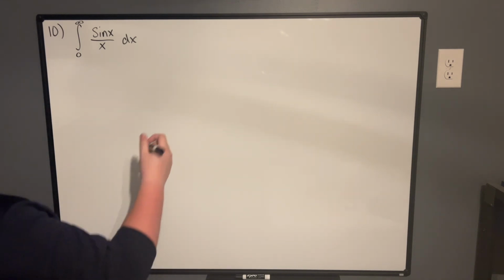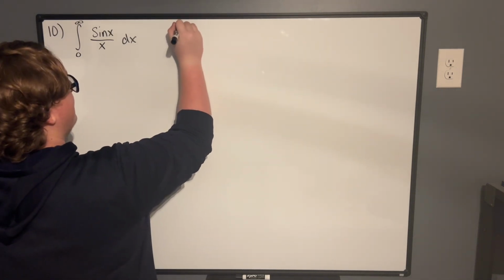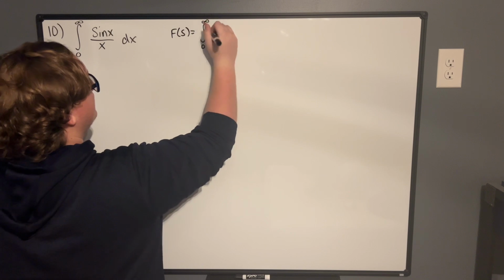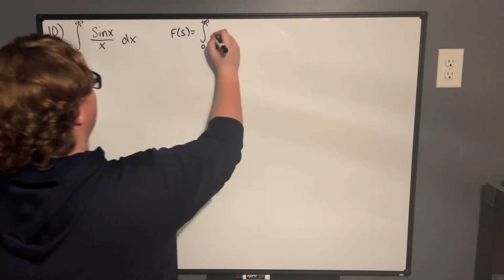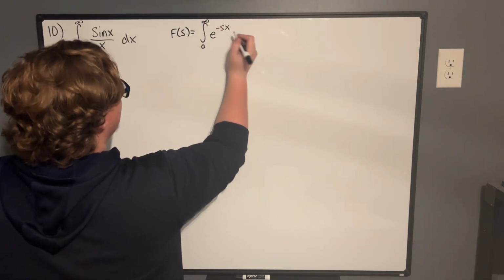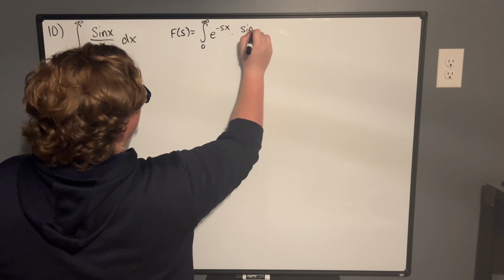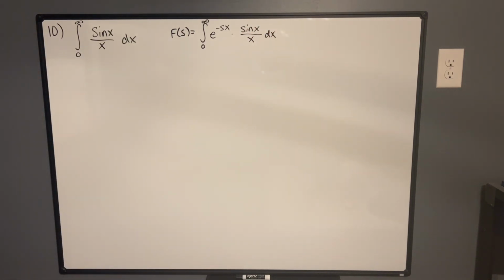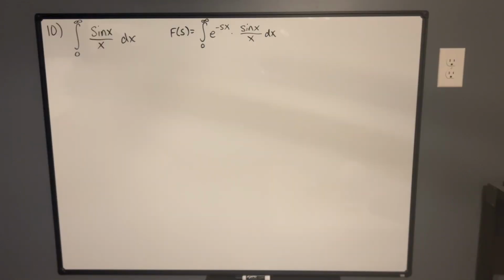So in this case, let's set up a function of s. So we'll say that f of s is going to be equal to the integral from 0 to infinity. And here's how we're going to set it up. We're going to have e to the minus sx times sine x over x. Now, some of you who may have taken differential equations will recognize this as the Laplace transform. And that's exactly how we're going to solve this. We're going to try to evaluate this integral, and we have to use Feynman's technique.